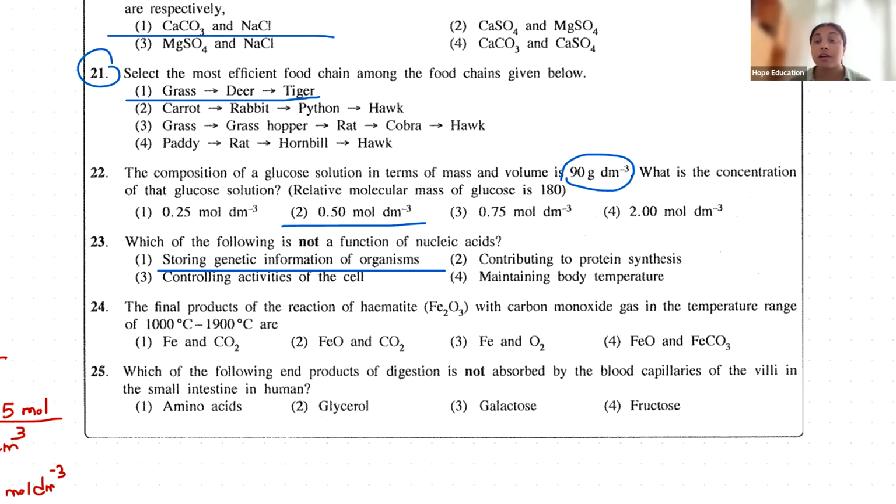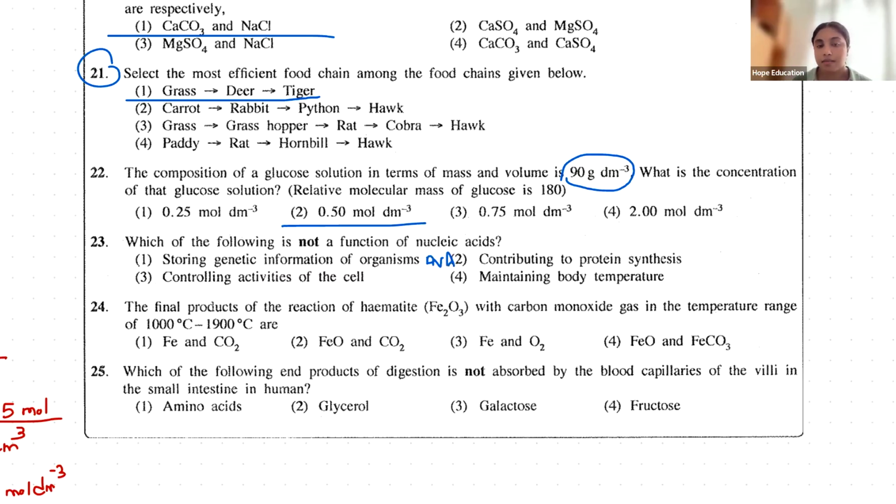RNA is responsible for storing the genetic information of viruses. We don't classify viruses as organisms, so that doesn't count. Viruses are not organisms, so we don't consider RNA. Storing genetic information of organisms is done by DNA.